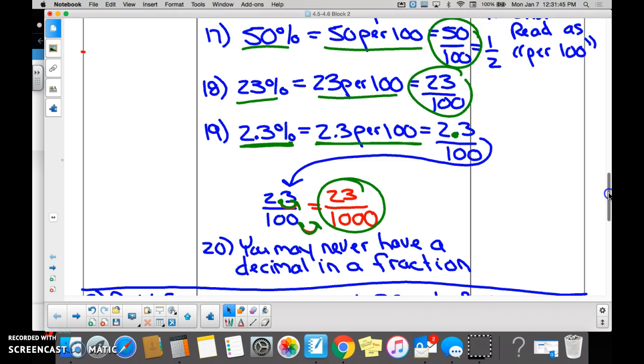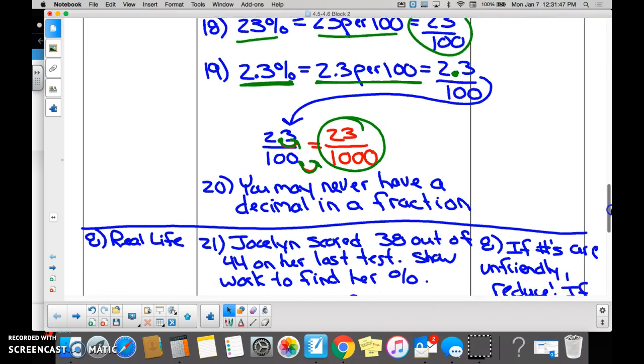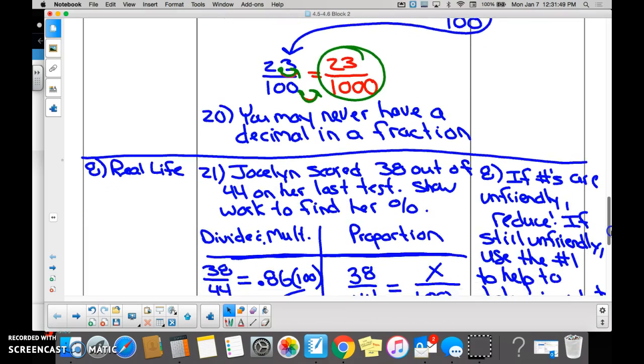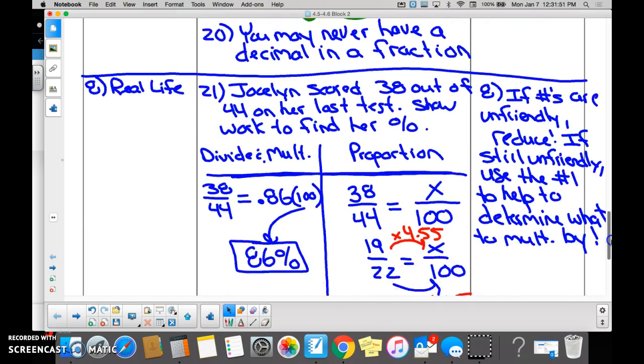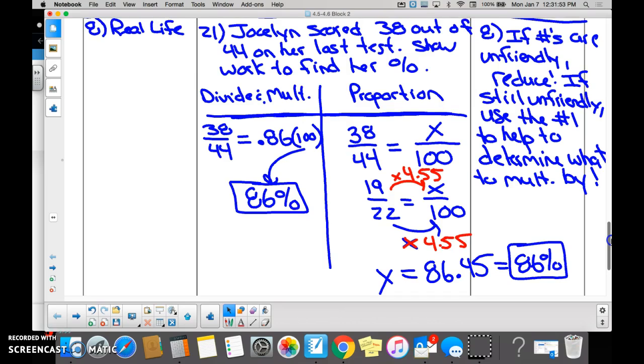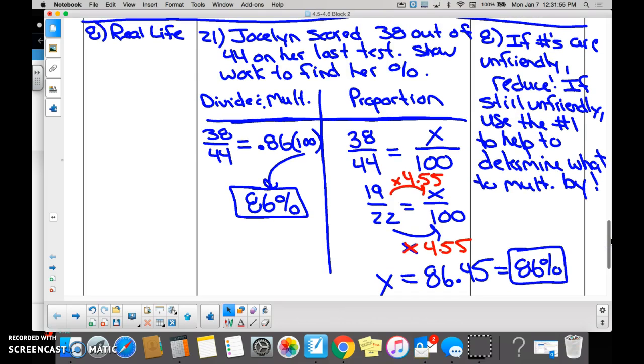The last part then was just like using it in real life. On your test, there's a couple of different ways to score your percentage. Use proportion as we did on the right side of the T-chart. We can use divide and multiply like we did on the left side of the T-chart. Are we okay? Yes. You ready to practice?